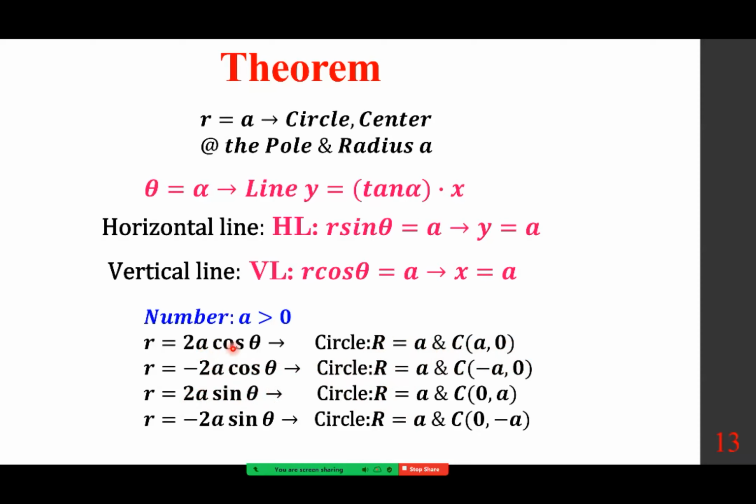So if it involves cosine, the circle is along the x-axis. If it involves sine, it's along the y-axis. That's really the bottom line, everybody.